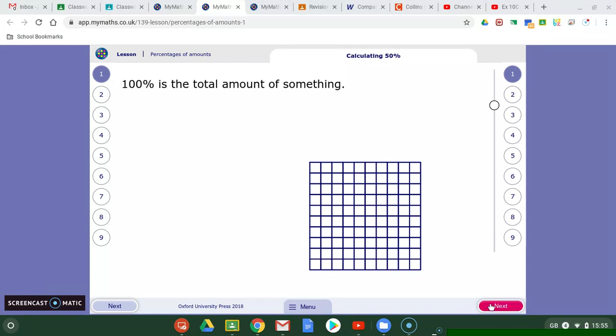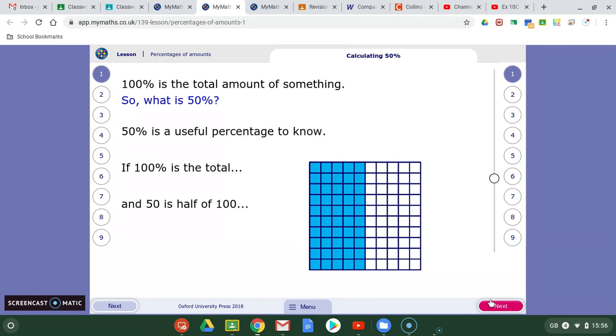So if we think about what 100% is, 100% is the total amount of something, isn't it? If this was all shaded in, that would be 100% of it. If every single square was shaded in, that would be 100% shaded in. So let's think about what 50% is. 50% therefore would be half of that shaded in, wouldn't it?